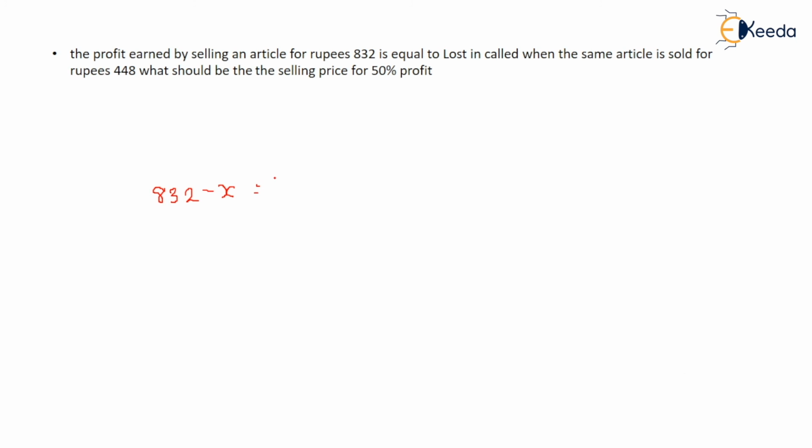And similarly, if you subtract the cost from 448, you will get the loss. So profit is basically selling price minus cost price. What is your loss? Loss is cost price minus selling price. So here he is losing, right? Here x is the cost price, and 448 is the selling price when he is getting a loss, and 832 is the selling price when he is getting a profit. This is the selling price, and this is the cost price that you need to find.